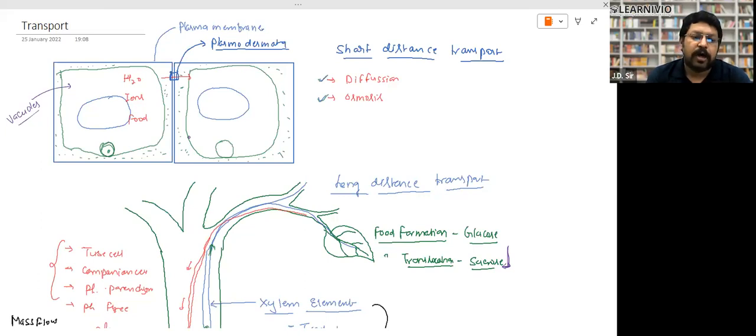Okay. So I was telling that transport in the plant, transport of material. Normally two things are transported inside the plant, right? What are those two things?